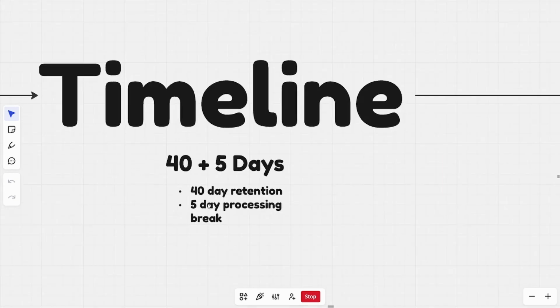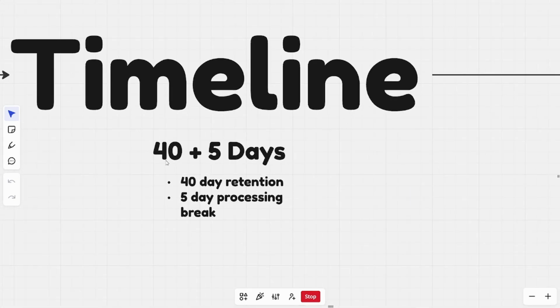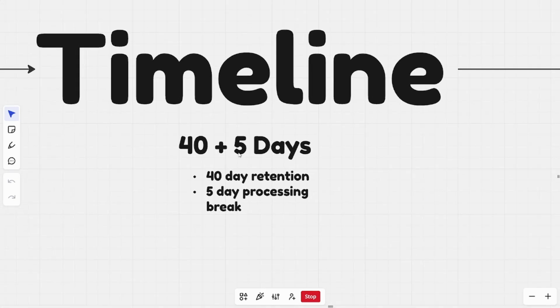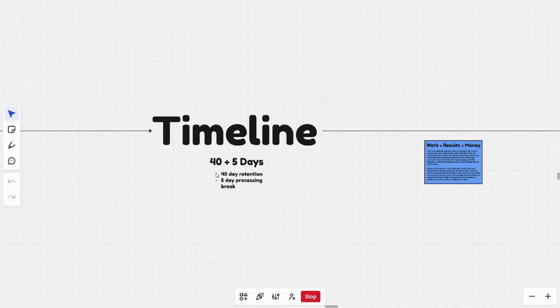Then let's look at the timeline. So the optimal timeline is an event takes 40 days and then you have a 5-day break in between. This is a processing break, and the 40 days are optimal for the event because people stay engaged.